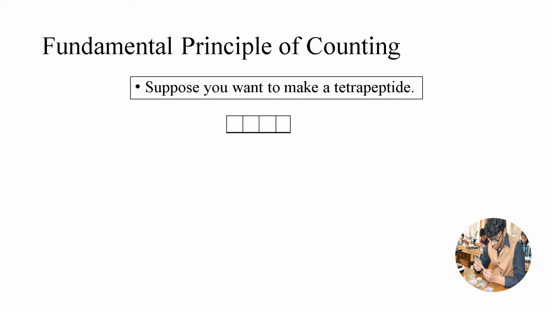Now I want to know how many total tetrapeptides I can form with the 20 standard amino acids. I can consider it as 4 boxes, or 4 spaces, that I want to fill from 20 choices. What is the maximum number of tetrapeptides that I can make? For the first box, how many amino acids can I put in the first block? Because I am choosing from 20 standard amino acids, in the first block I can have 20 amino acids.